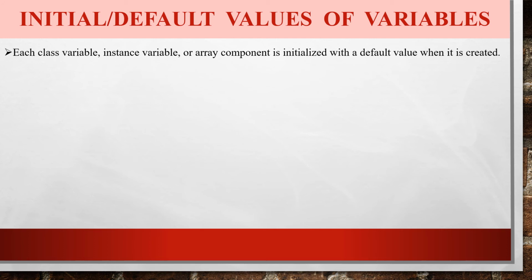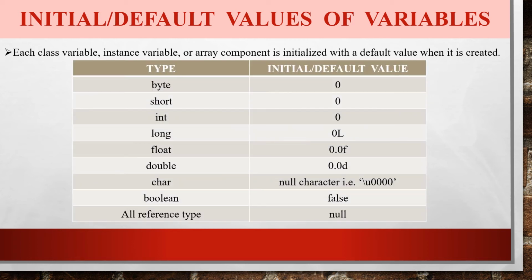Let's have a look. Each class variable, instance variable or array component is initialized with the default value when it is created. Whenever a variable is created, it is initialized with the default value if its actual value is not given during the declaration time. Just see the initial value of all the data types here.